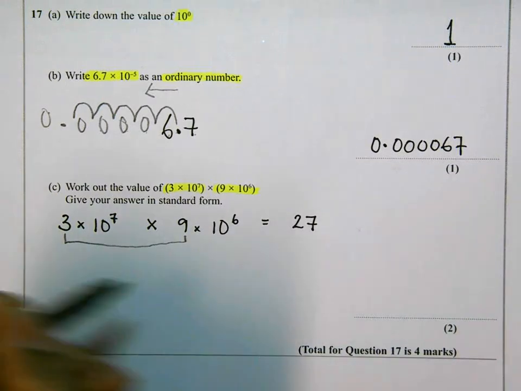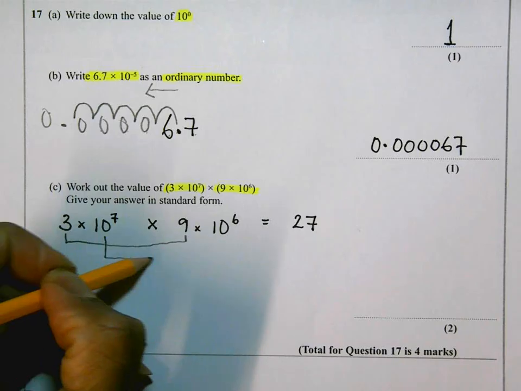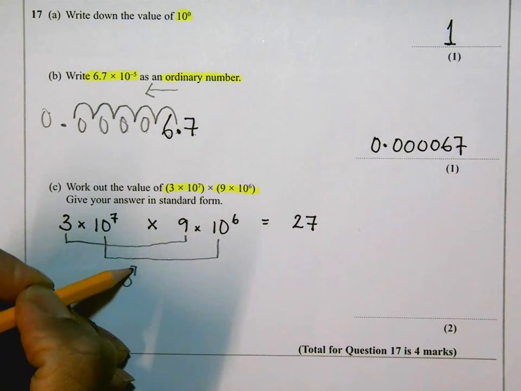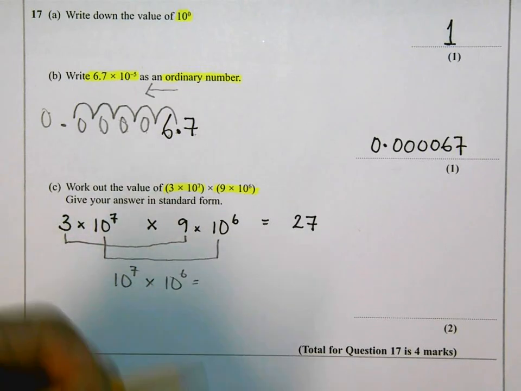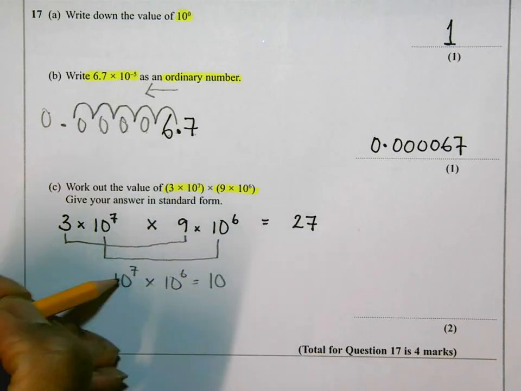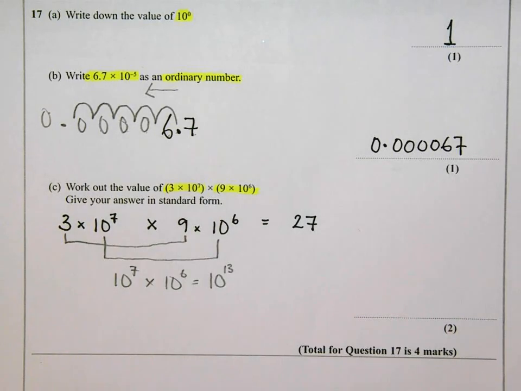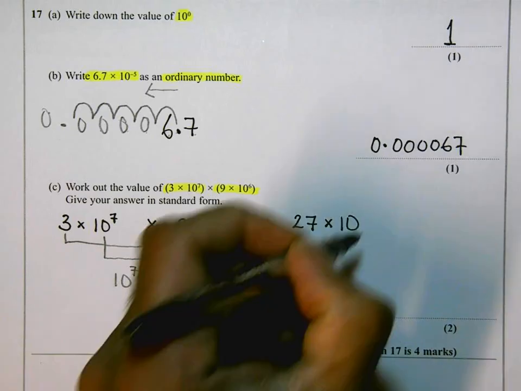And then I'm going to times these two: 10 to the power of 7 times 10 to the power of 6. Because the base numbers are the same, I just need to add the powers. So 7 add 6 is 13. Right, so that's going to be 27 times 10 to the power of 13.